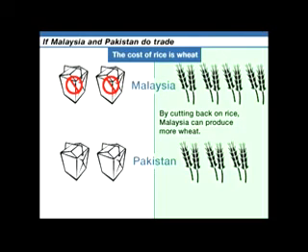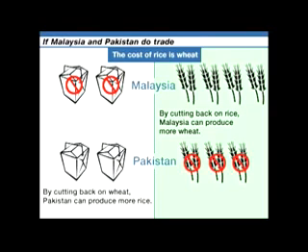Let's suppose that Malaysia wants to try to make things good for itself. What it will do then is it will cut back its production of rice by 2 units. So get these 2 bushels of rice off the board and replace it with 4 bushels of wheat. That's what Malaysia can produce instead.